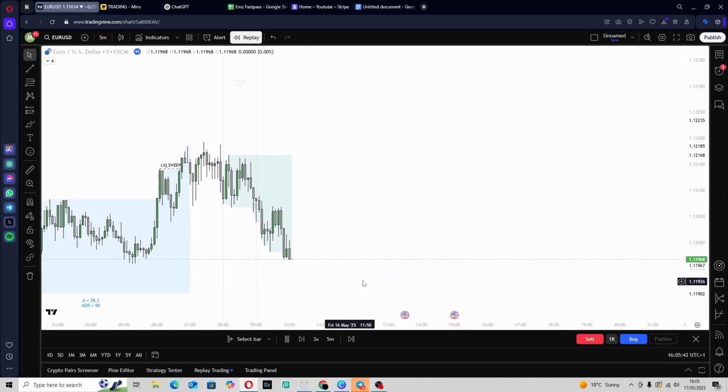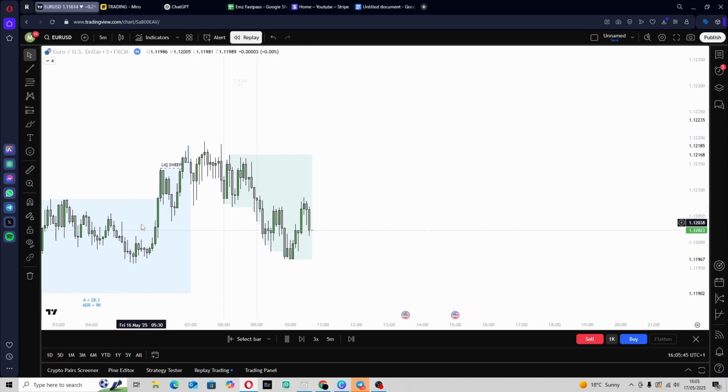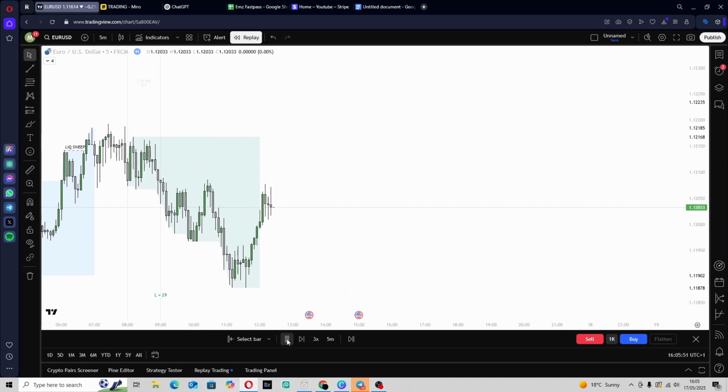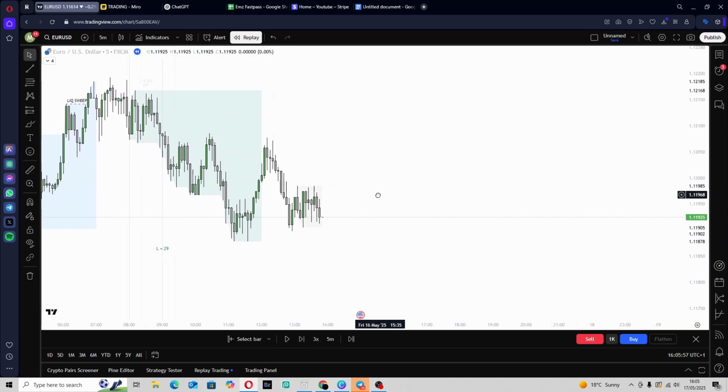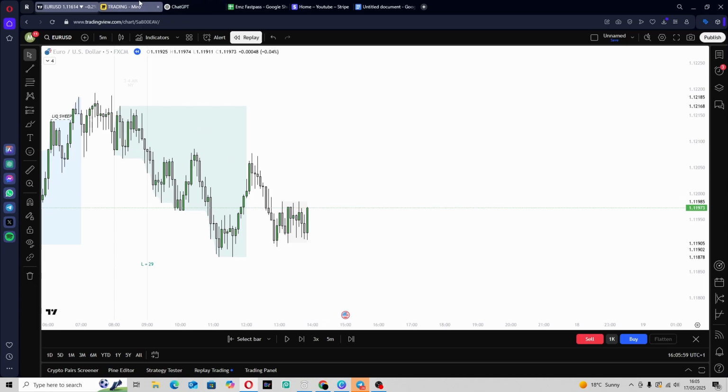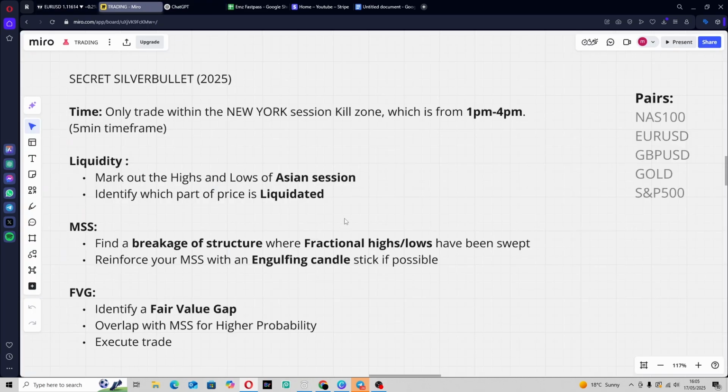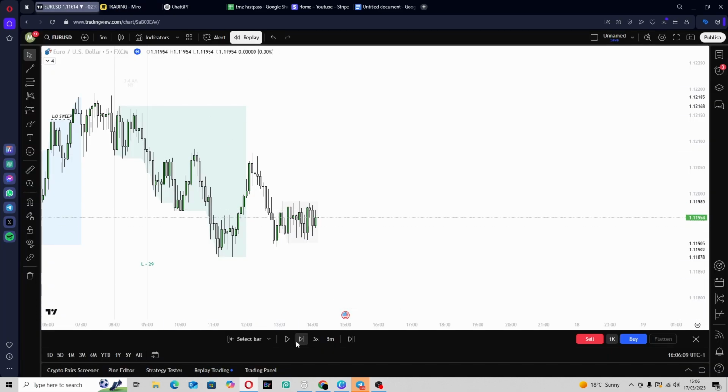So I have another indicator which is actually marking out my sessions, which is this blue part is the Asian session, this one is the London session, and it will mark out my New York session when it comes to it, right? As you can see, now we're in the New York session, nearly. All right, now we just started the New York session. As you can see, it's highlighted. What I need to find out now is a break of structure where fractional highs slash lows have been swept, which is lows for us. And then we need to reinforce our market structure shift with an engulfing candlestick, right? To make it very, very good.